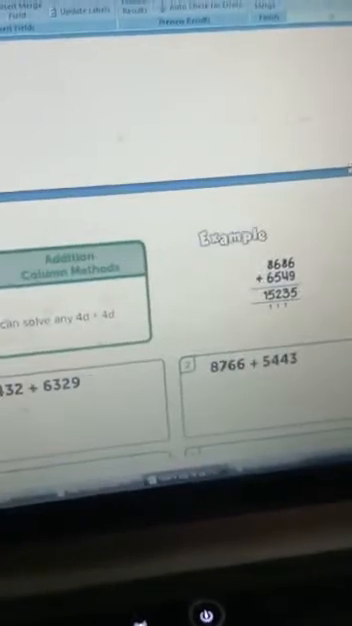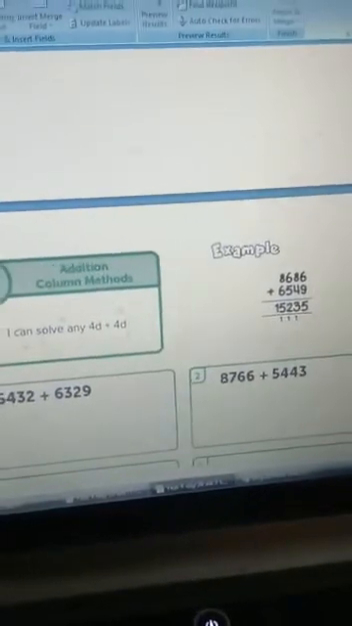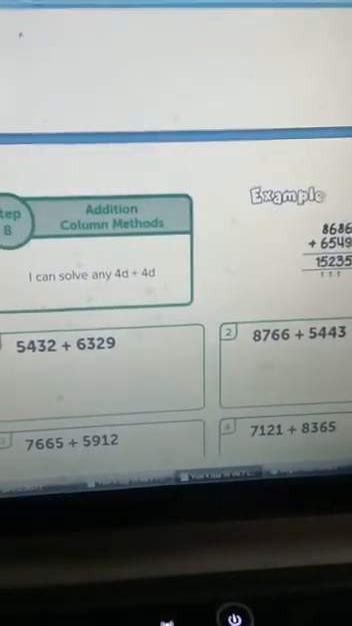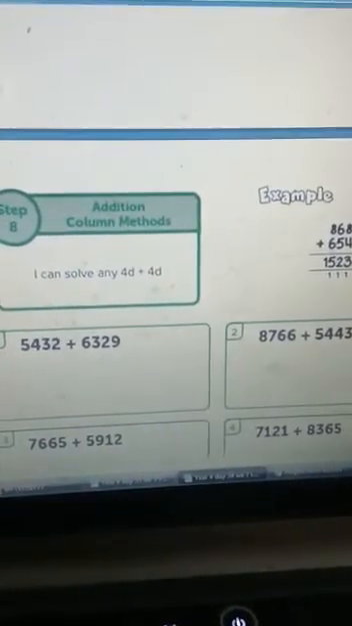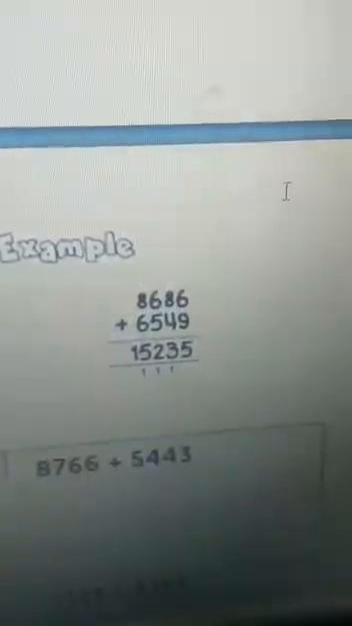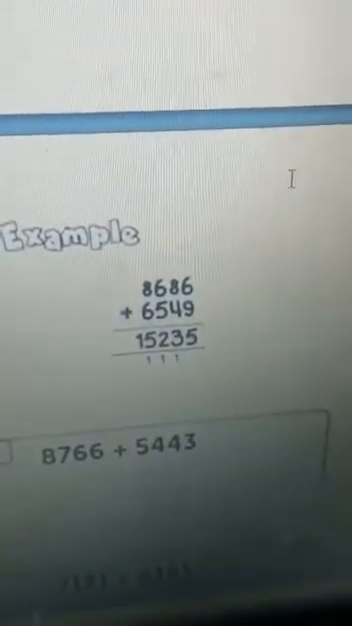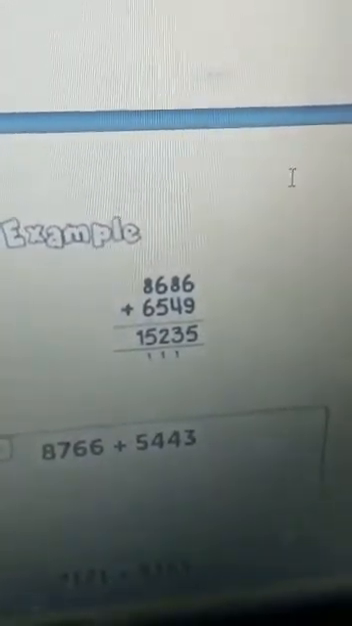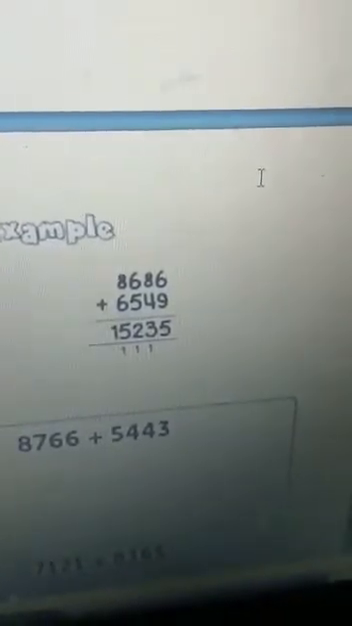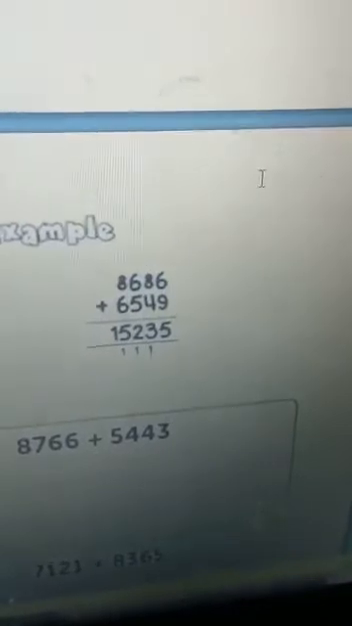Okay. Then we're going to look at some addition column methods. Although if you look at the numbers carefully, maybe you can write the answers down fully. Sometimes the answer would be a 5-digit number. So if you're doing it in columns, put them into the right place value underneath each other in the columns, starting off with the units, the ones.